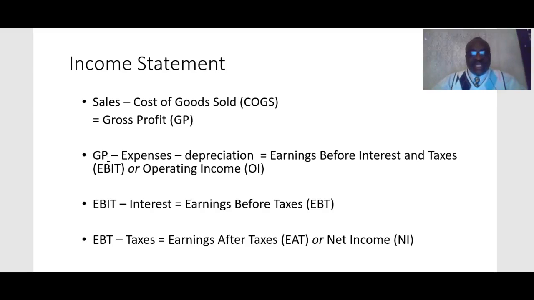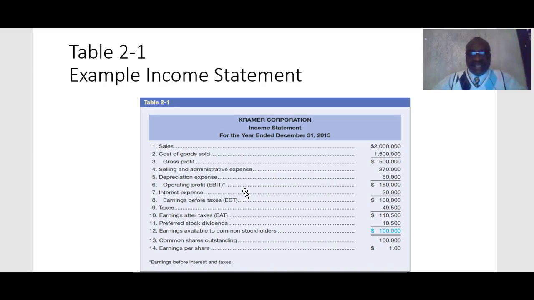Okay, and then we have gross profit minus expenses minus depreciation, which is EBIT, earnings before interest and taxes, or operating income. So let's go to the table right here. Let's get to the income statement right here. I'm sorry. So what you have here is your gross profit minus selling and admin expenses minus depreciation, that is operating profit or earnings before interest and taxes.